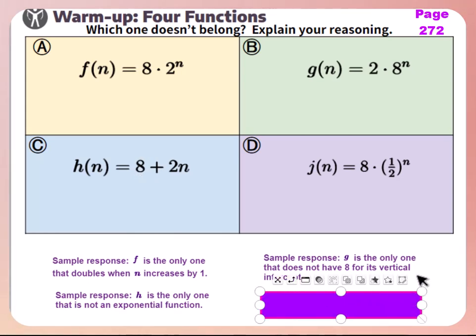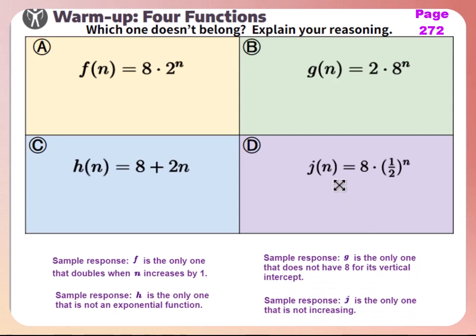Okay, and then finally, let's look at function j. It's the only one that is not increasing. It's going to be decaying, so it'll be going down in this direction. The others will be going up. These two exponential equations, this linear equation even has a positive slope. Slope is 2.